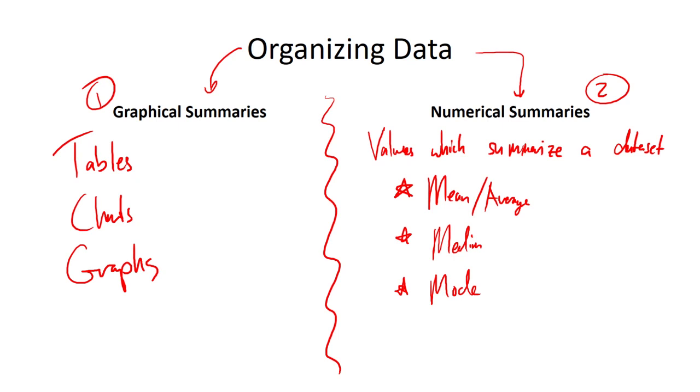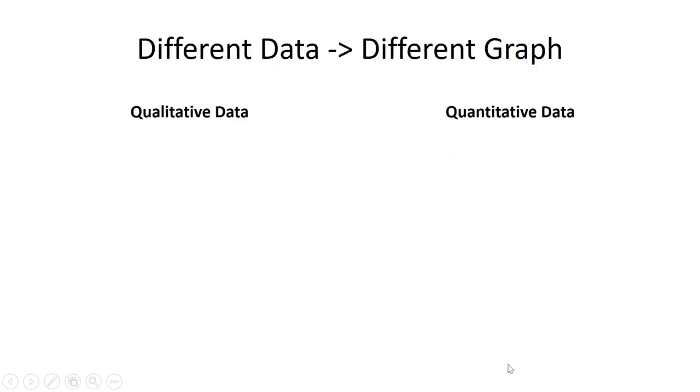So, anyways, first we'll talk about some graphical summaries. Then we'll move on to numerical summaries in the second part of the module. And then we'll actually do some calculations eventually. Typically, if you have different types of data, the differences start at the graphs because you just can't display the information the same way.